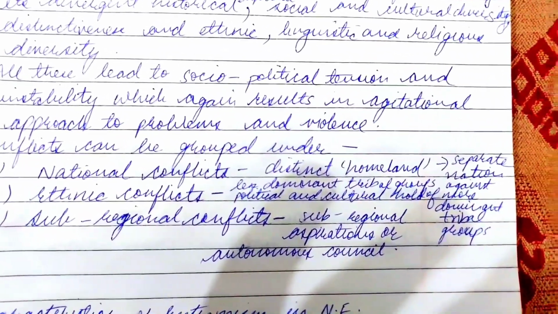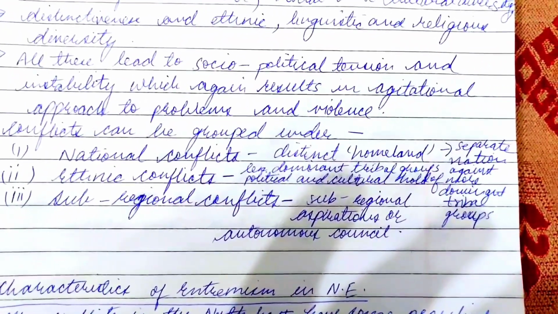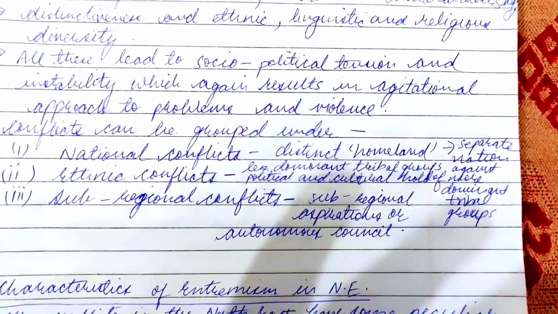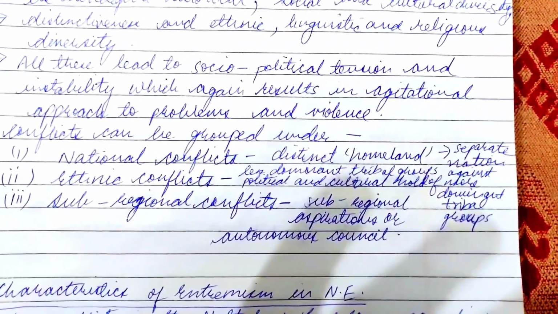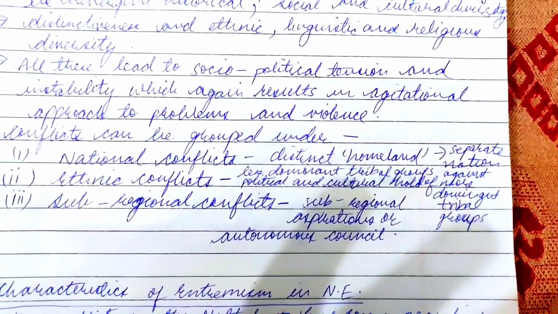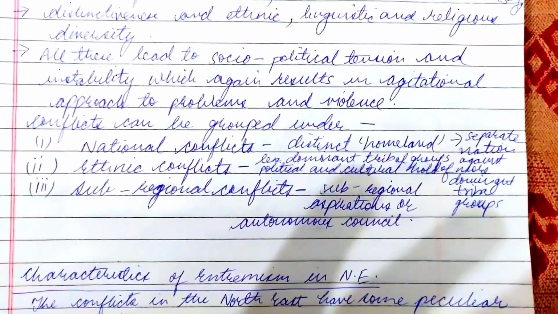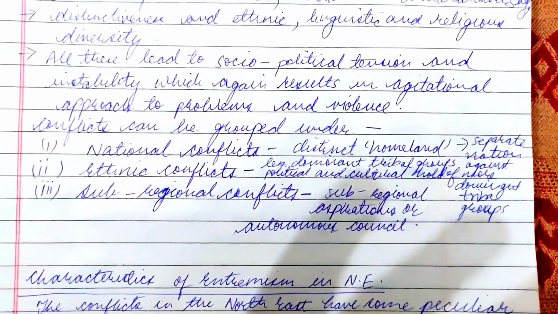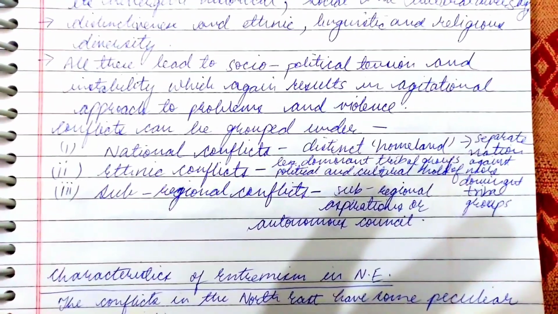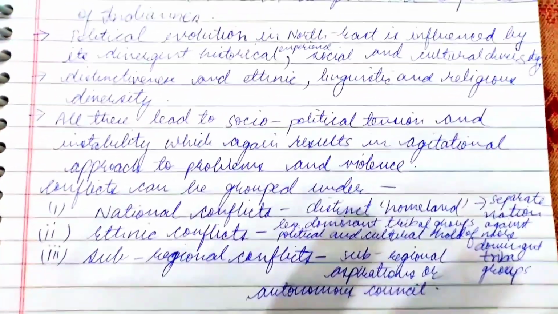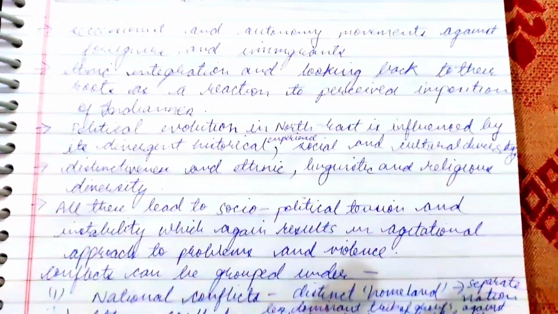They want a distinct homeland or a separate nation. These come under national conflict. Then ethnic conflicts, for example, less dominant tribal groups are against the political and cultural hold of more dominant tribal groups. Then again there are sub-regional conflicts, sub-regional aspirations for autonomous councils. They want sub-regional new states or new areas or autonomous councils. So these are three types of conflicts, and these were some of the points about extremism in the Northeast.